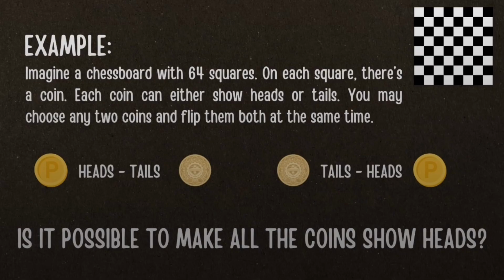Imagine a chessboard with 64 squares. On each square, there's a coin. Each coin can either show heads or tails. Now here's the rule. You may choose any two coins and flip them both at the same time. Heads becomes tails and tails becomes heads. The question is, is it possible to make all the coins show heads?